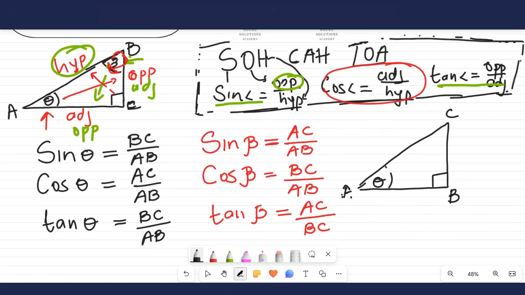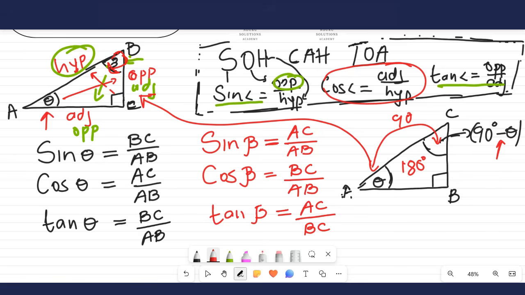if this is theta, this can also be written as 90 minus theta, because the sum of angles in a triangle needs to give us 180 degrees. So if this is already 90, it means these two angles will have to share the other 90. So if this is theta, from the 90 that is left, we take out theta and we'll be left with 90 minus theta.